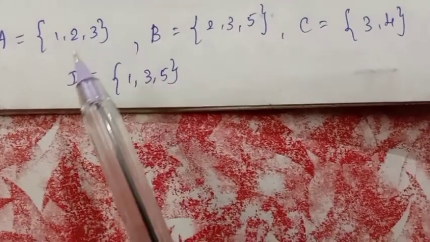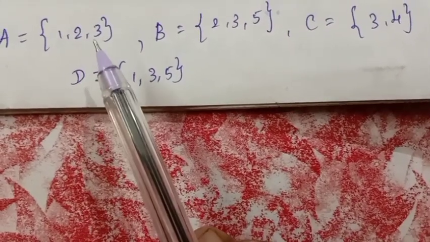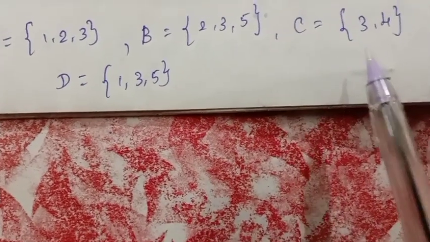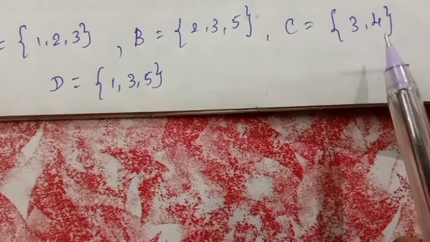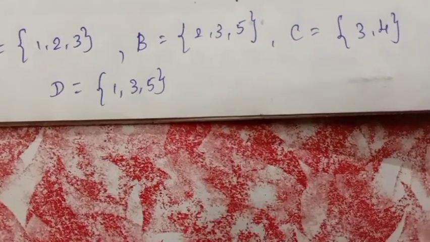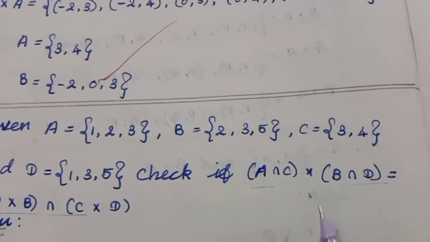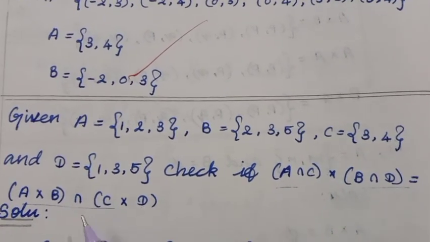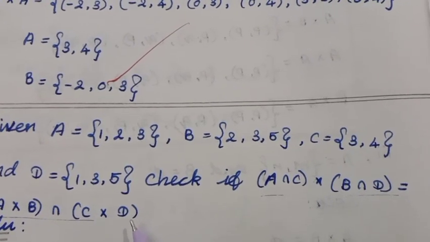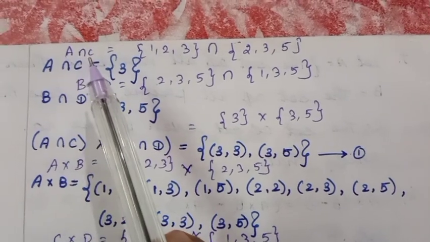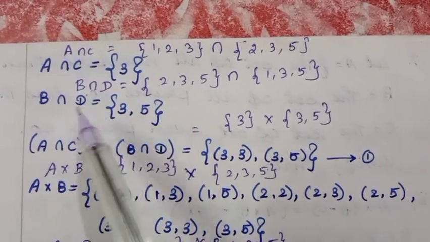Students, first you have to take and write the values. A equal to set of all 1, 2, 3, B equal to set of all 2, 3, 5, C is equal to set of all 3, 4, D equal to set of all 1, 3, 5. Now we have to check A intersection C cross B intersection D is equal to A cross B intersection C cross D. First we have to consider the LHS value, A intersection C and B intersection D.